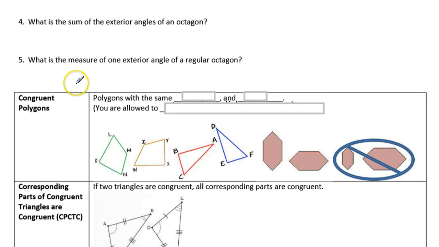Jump down a couple more here. What is the sum of the exterior angles of an octagon? Well, trick to this one, exterior angles, and we're talking about the sum. Doesn't matter what shape it is, it's going to be 360 degrees.